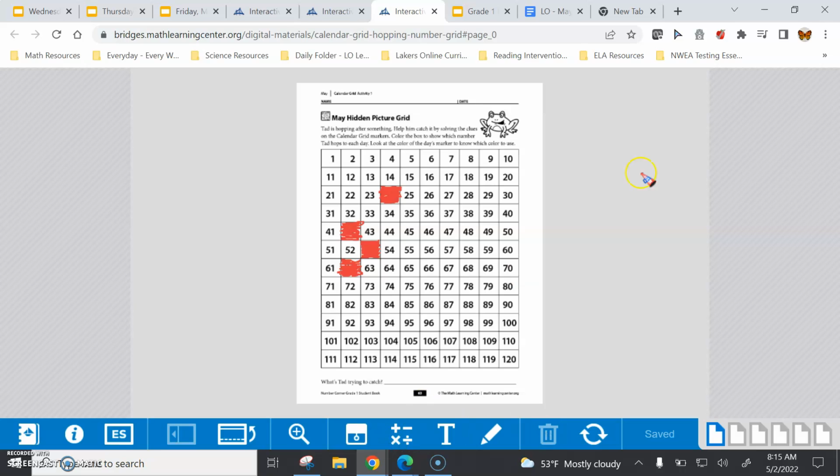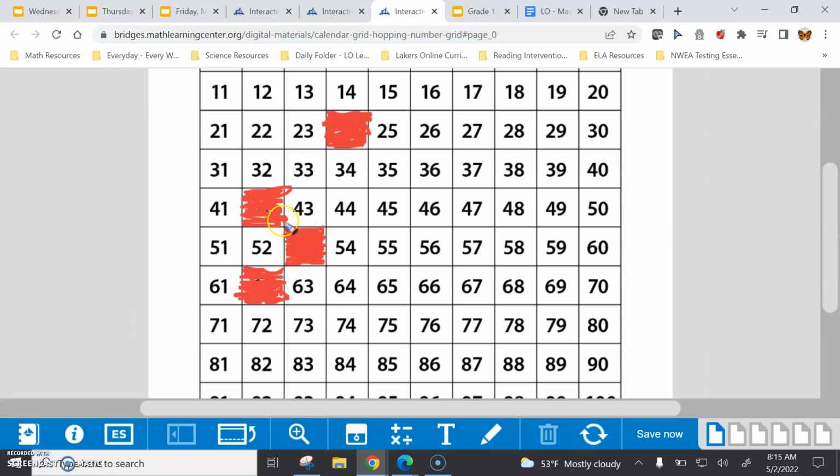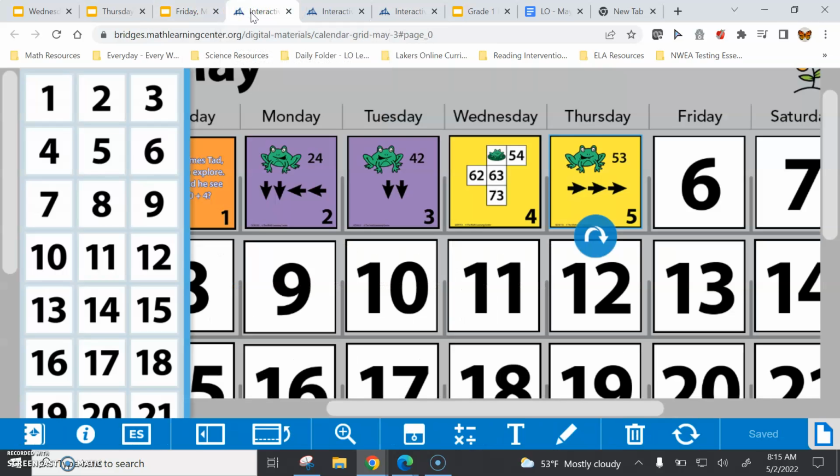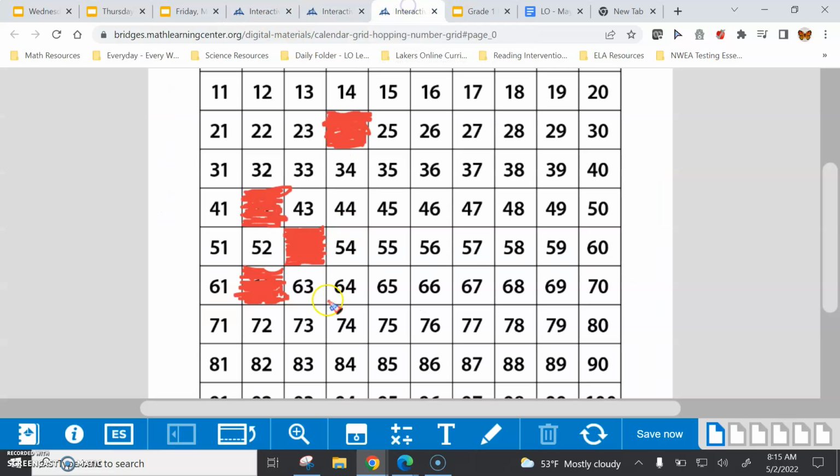go back to our chart, which we've been filling in, and we found out the last number Tad was on was 53. And we were told today on the calendar to go over 3 spaces to the right. So let's do that. We're on 53 and we go 1, 2, 3. Ooh, now we color in 56.